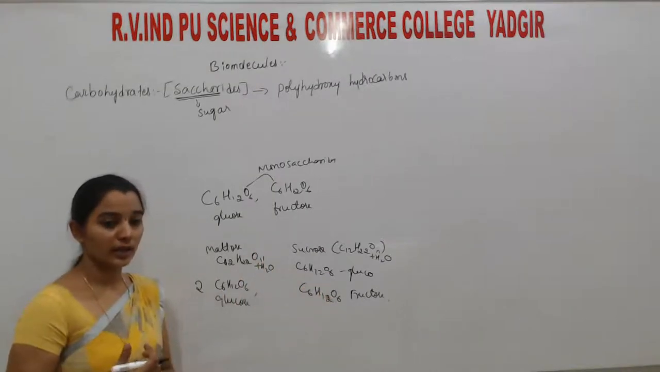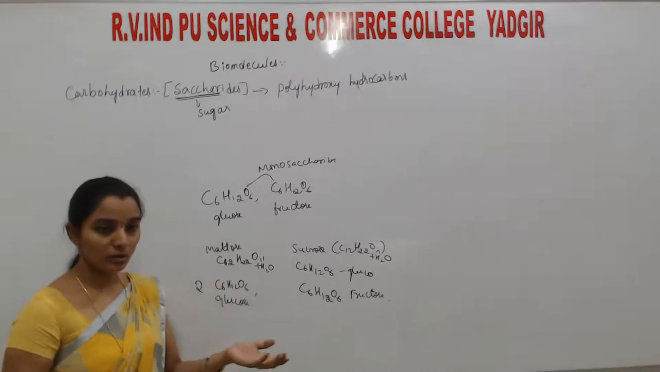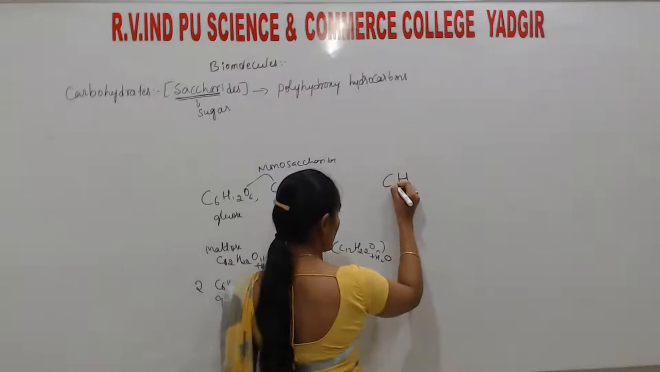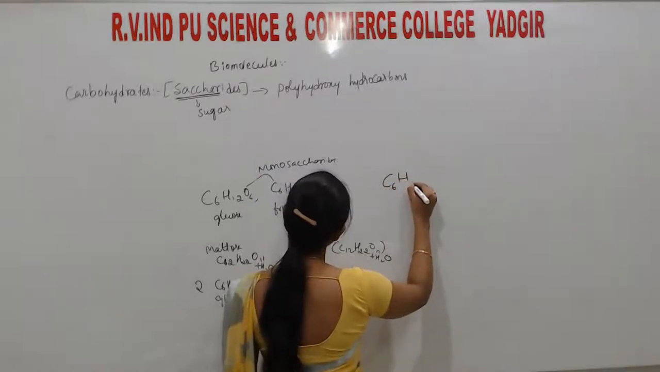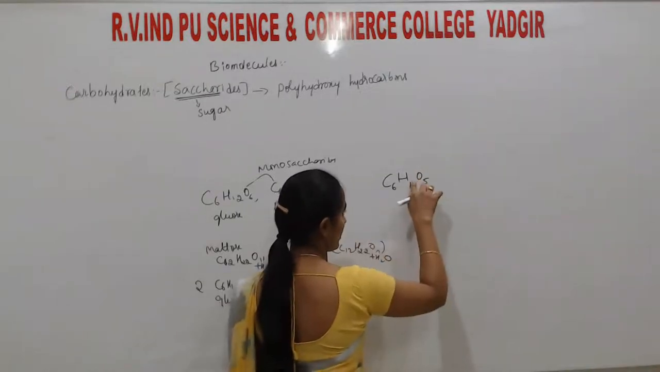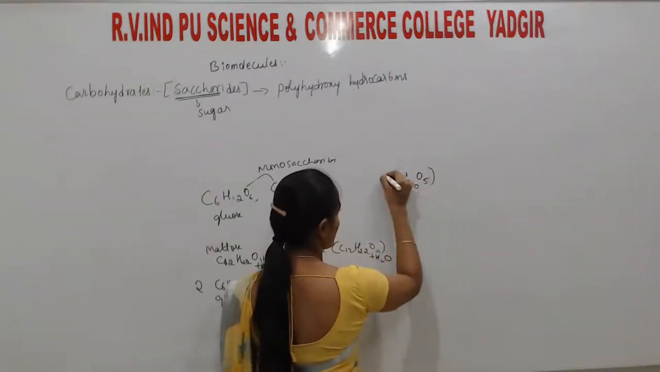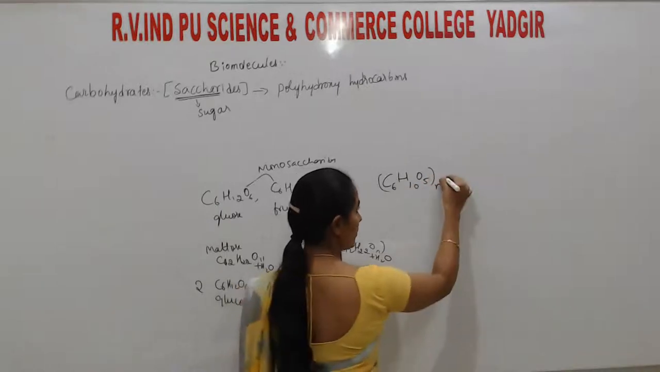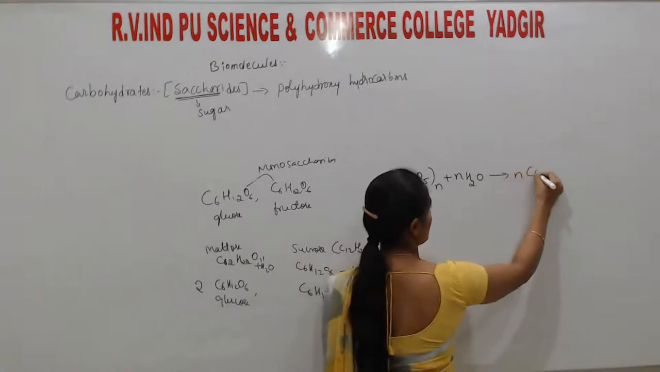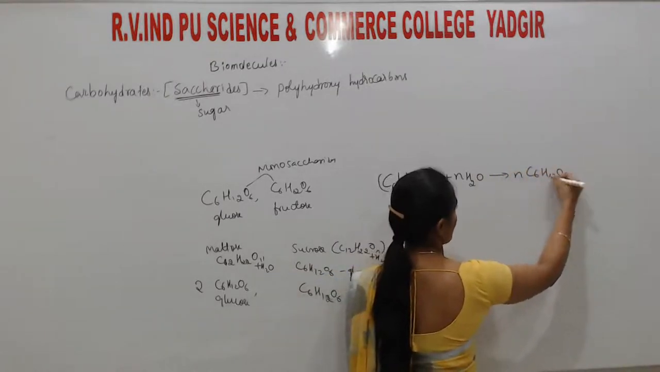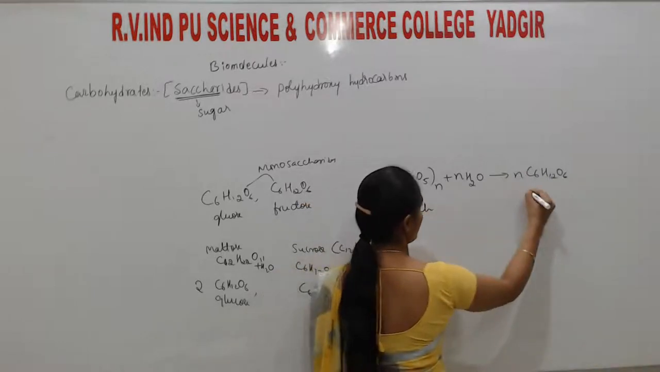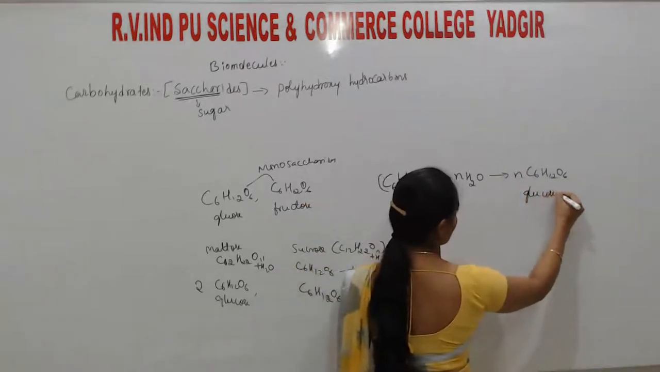Similarly, polysaccharides like starch and cellulose have the formula (C6H10O5)n. So n units plus nH2O gives rise to nC6H12O6. Assume this one is starch, then this will be the glucose.